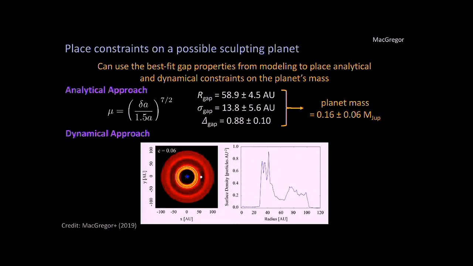And you can also play with the eccentricity. As you pump up the eccentricity of this planet, it actually is easier to open a wider gap. So you can decrease the mass of the planet slightly and still open a wide enough gap in about a 1 million-year timescale.